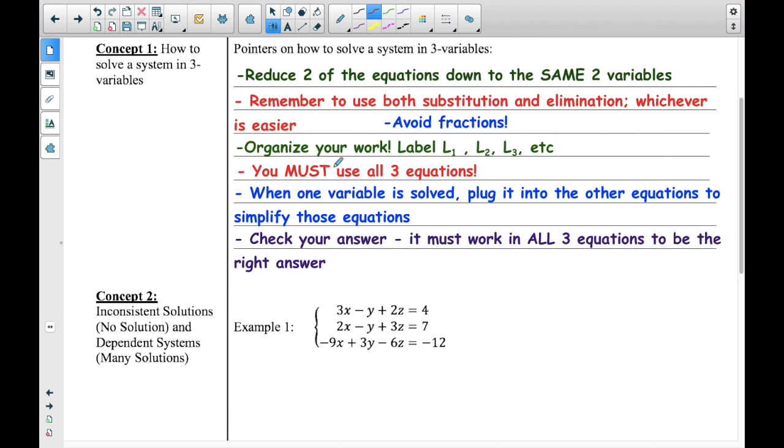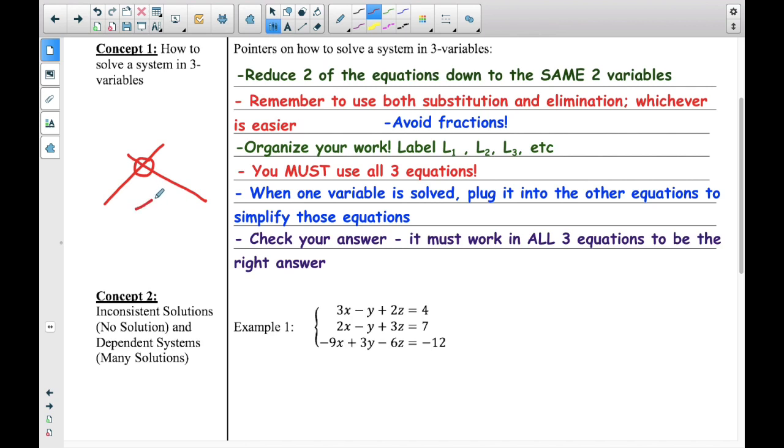Another thing is you have to use all three equations. You cannot just use two of them. Because think of what you're doing. If you have these equations and you are only using two of them, then you're really only finding the intersection of two of them. You have to use all three of them so that you're getting all three numbers.